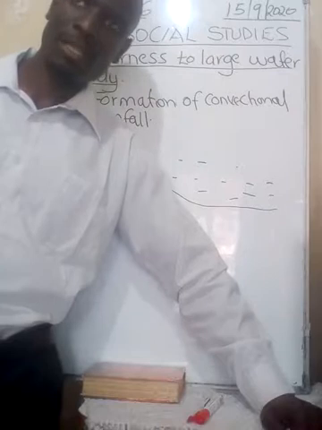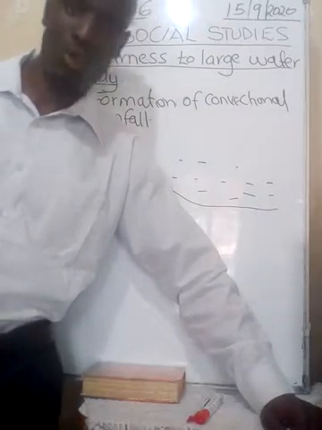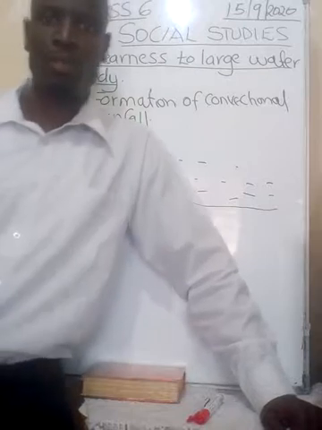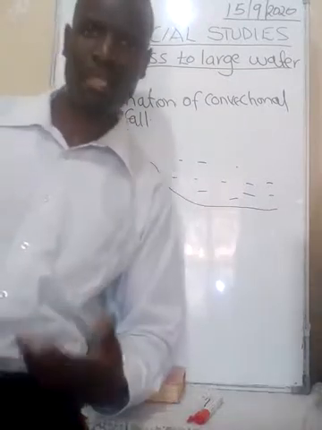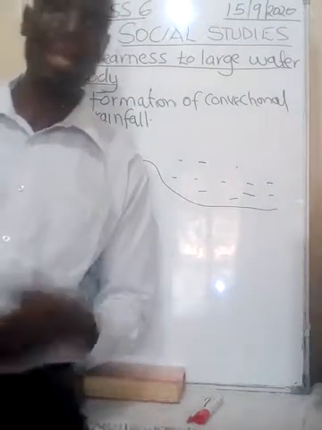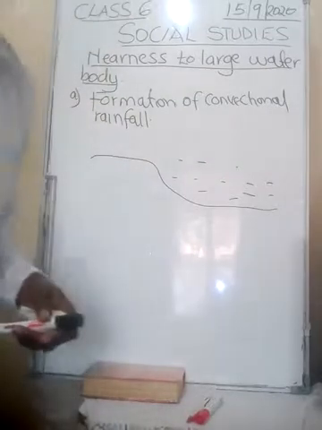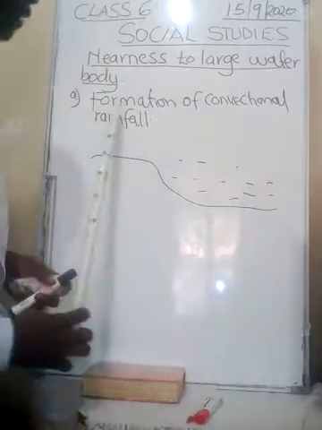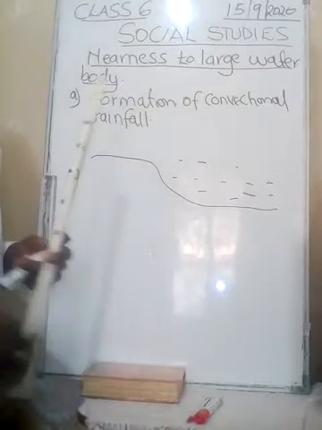And one of these factors we talked about is the nearness to large water bodies. So when you're talking about nearness to large water bodies, we want to see what it is that we are talking about, and how it affects climate. So here we have the formation of convectional rainfall under section A.